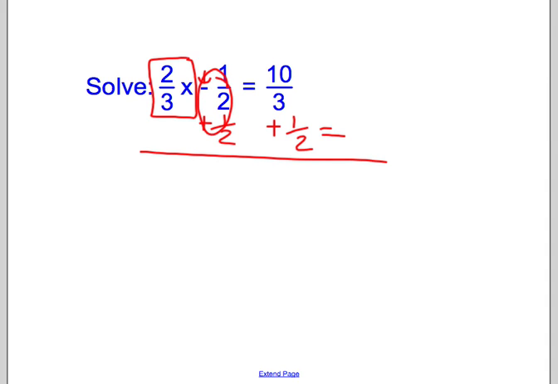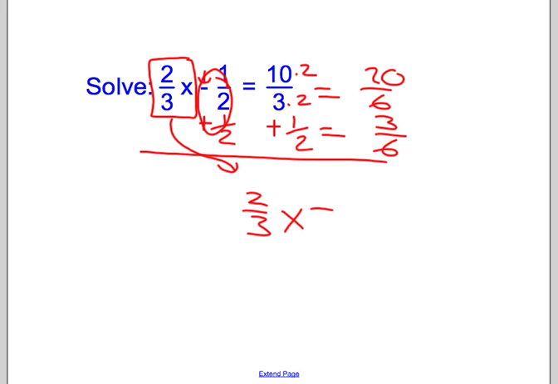Get a common denominator. 6 is your common denominator. Take this one times 2, so that'd have to be 20. Bring down your 2/3 x. That's equal to, now I'm adding, so 20 plus 3 is 23/6. Step 1, first step. Adding or subtracting to get that term isolated.